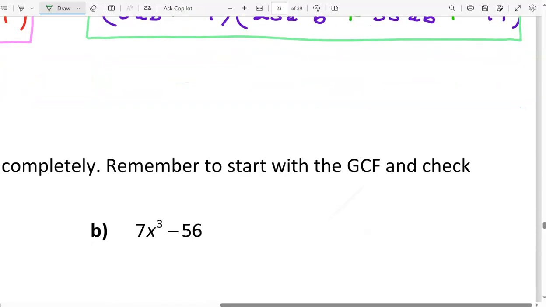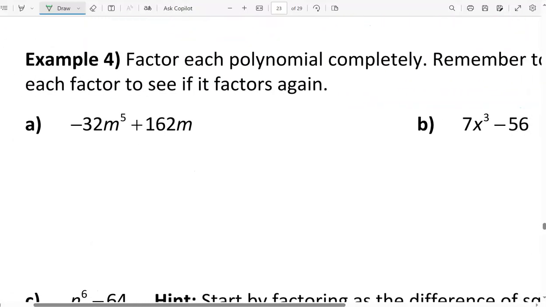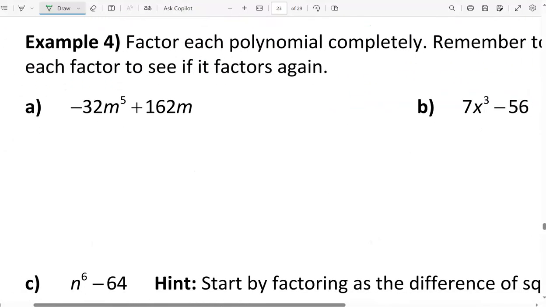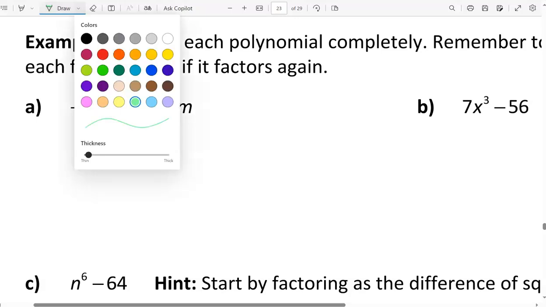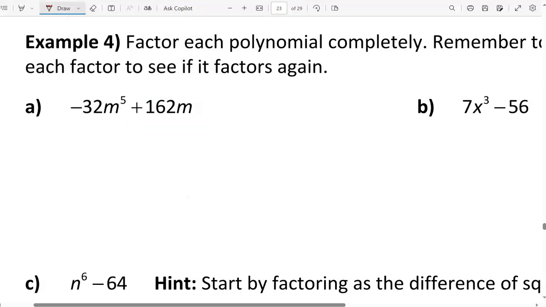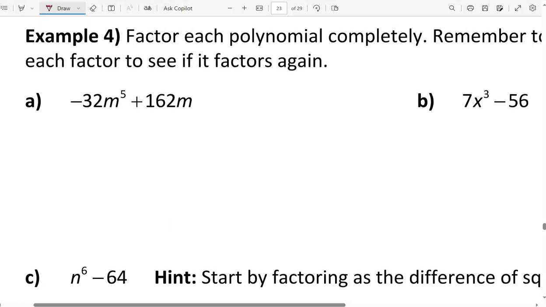Great. All right, now we're going to move on to factoring completely. Remember, factoring completely, we always want to start with the greatest common factor. So we're going to factor out a GCF if at all possible. First, in A, our terms are in order, starting with an m to the fifth, and then a term with an m to the 1. So they are in descending powers.